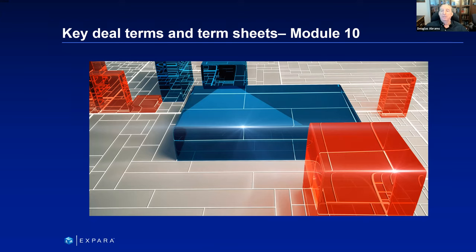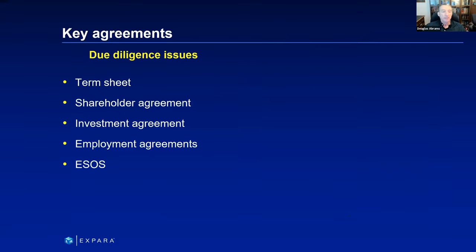So now that we learned about some of the most important big picture items relating to deal terms, let's get down to a little more detail about the key deal terms. These are five key agreements that are involved in venture capital and startup deals, starting with the term sheet. The first agreement that you're likely to encounter if you're a startup doing a deal with an investor is an agreement called a term sheet.